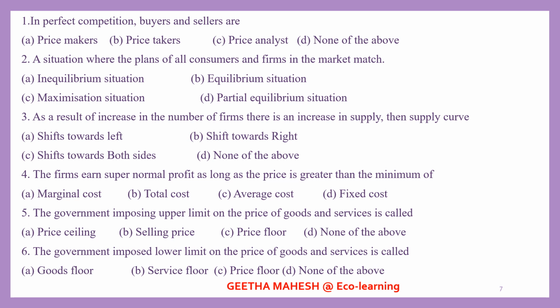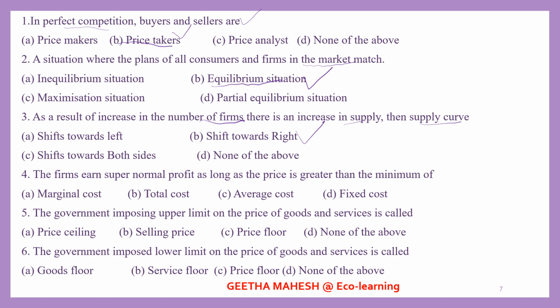In perfect competition, buyers and sellers are price takers. A situation where plans of all consumers and firms in the market match is the equilibrium situation. As a result of an increase in the number of firms, there is an increase in supply. Then the supply curve shifts towards the right side. See here, as the number of firms increases, supply also increases. When supply increases, definitely the supply curve shifts towards the right side.